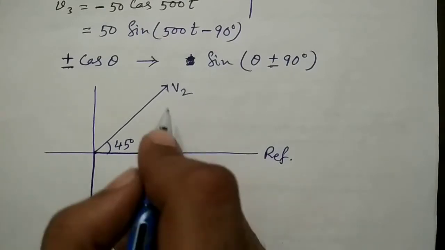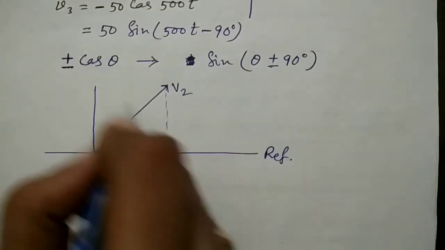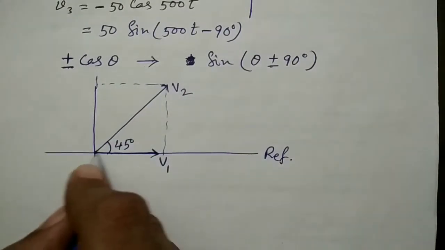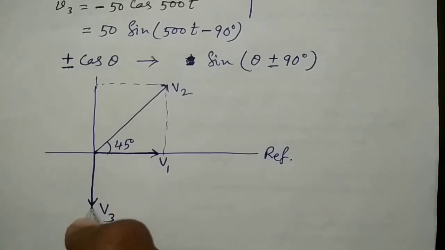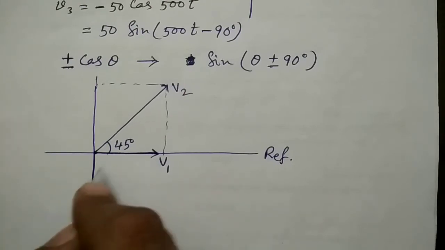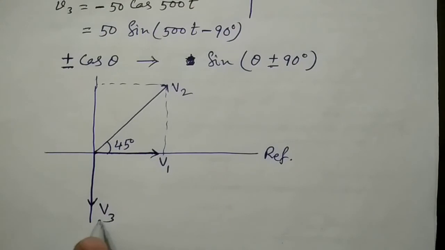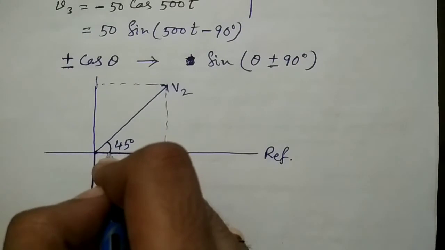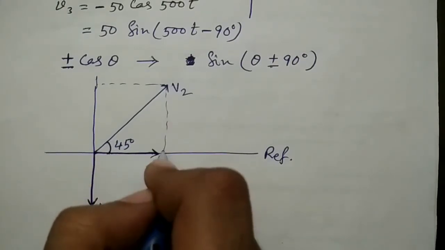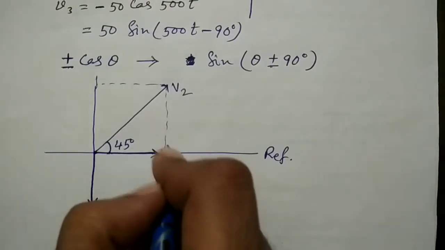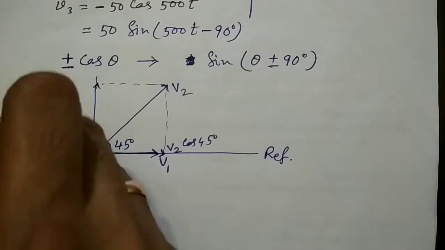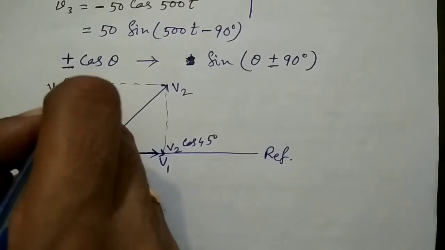The next step is we have to resolve all the phasors into x and y component. So here V1 is along the x-axis, V3 is along the y-axis in the negative side. V1 does not have any y component, similarly V3 does not have any x component. But here the V2 makes an angle of 45 degree with the reference line. So V2 has some x component, which will be V2 cos 45 degree, and the y component will be V2 sin 45 degree.